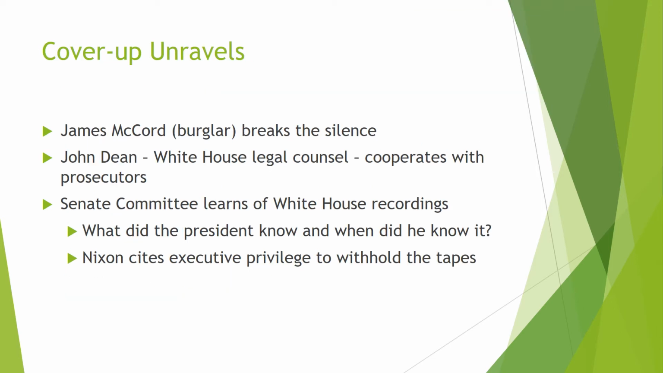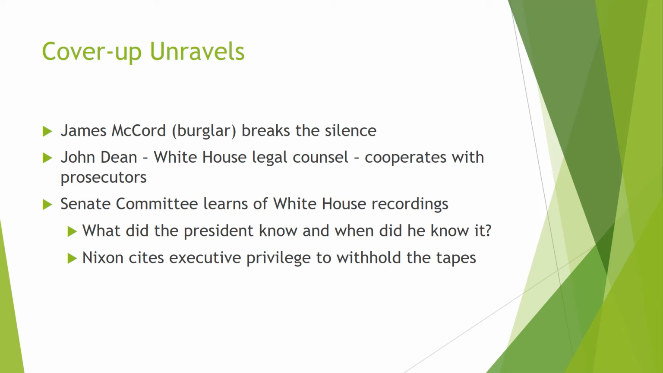But then it begins to unravel. James McCord was that former member of the CIA who was one of the Watergate burglars. He had been sentenced to a particularly long jail term by the judge. And so McCord asks for leniency, and he tells the judge that he had received money from the White House and that he had been promised a presidential pardon in return for his silence. So this breaks the story once again wide open.